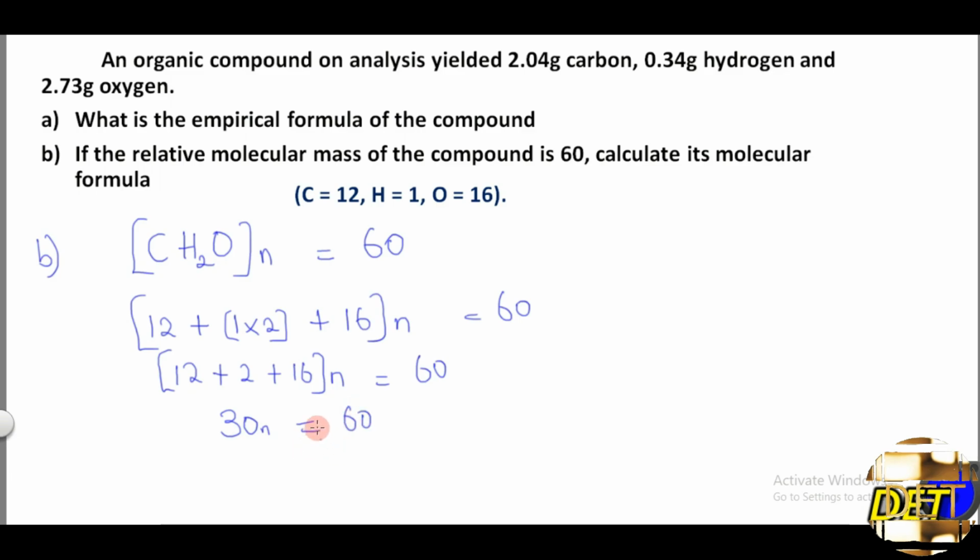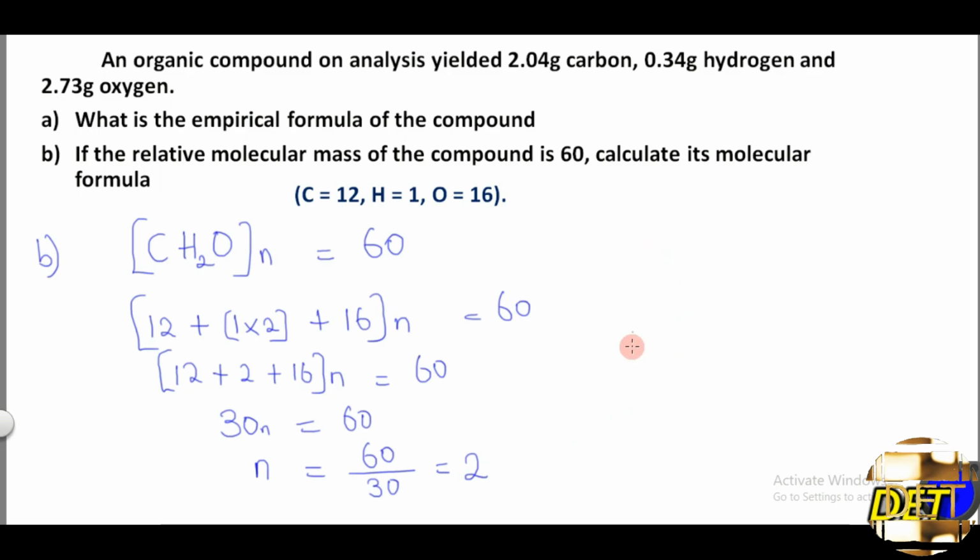To get my value of n, I will have to divide both sides of the equation by the coefficient of n, which is 30. So my n will be equal to 60 divided by 30. 60 divided by 30 is equal to 2. So that tells me that my n is equal to 2.